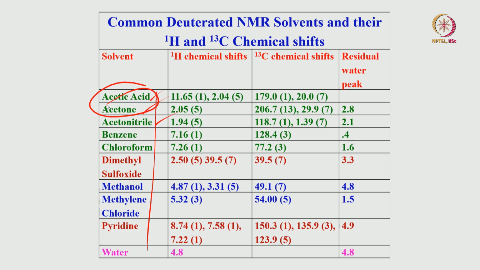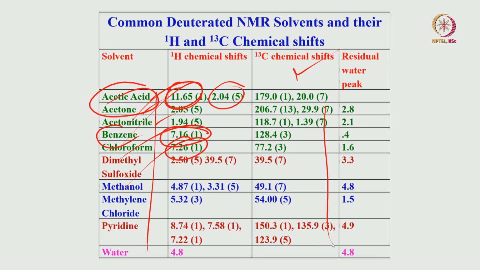Then it gives rise to CH3COOH: the CH3 group comes here and the COOH group comes at 11.6. For example, if I take benzene, it can come at 7.2, chloroform comes around 7.25. Like that for different solvents, by and large we know where the protonated part of that deuterated solvent comes. And then similarly for carbon-13 also we have a range of chemical shifts.